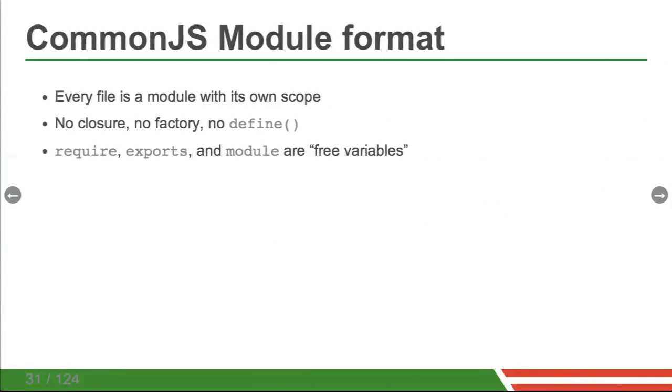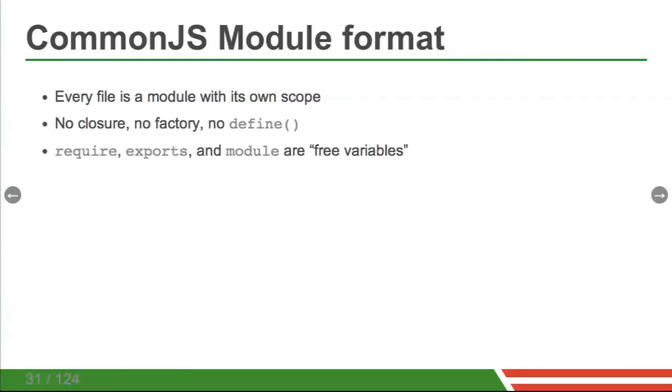So yes, I mentioned CommonJS. With CommonJS, every file is basically a module, and it's really simple. There are three things that are injected into the scope of the module, and we call them free variables because nobody wanted to call them globals. And they're actually not really globals because they're actually different for every module. So we call them free variables, and that's the require and exports and module variables that we saw before.